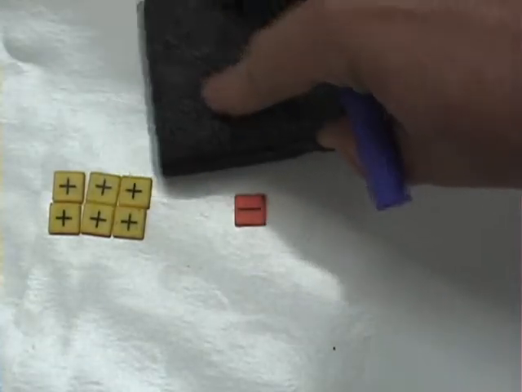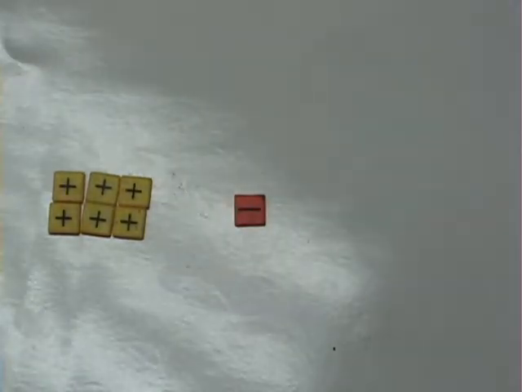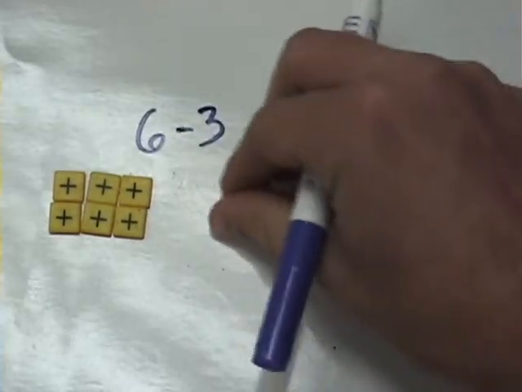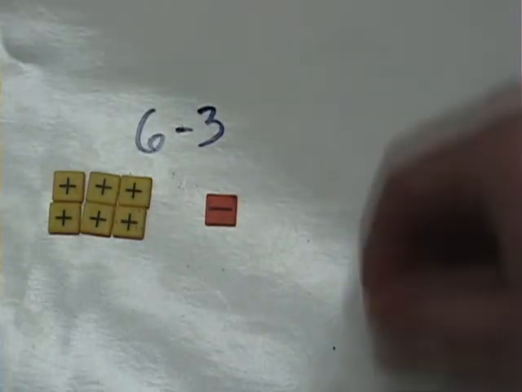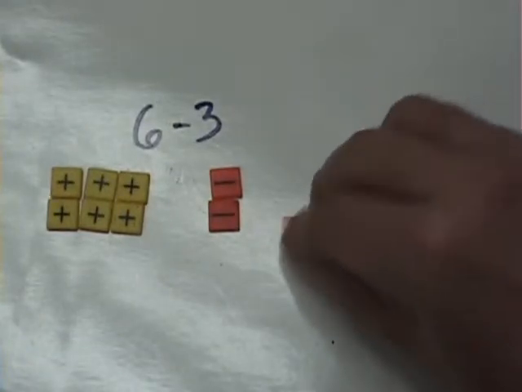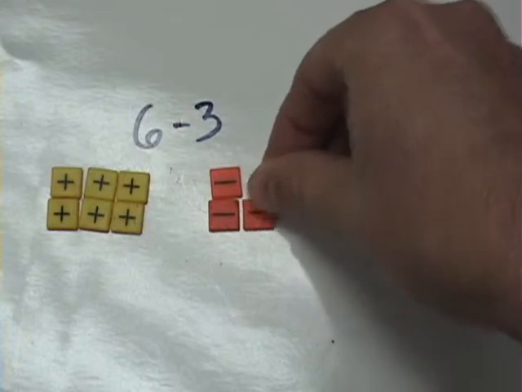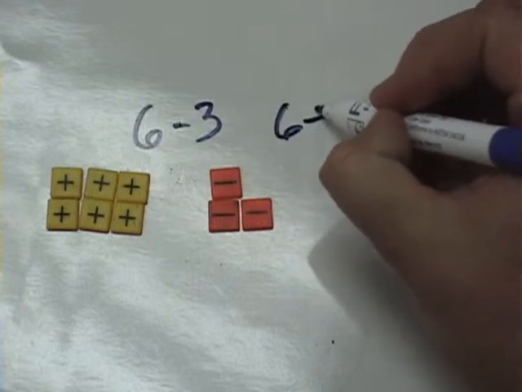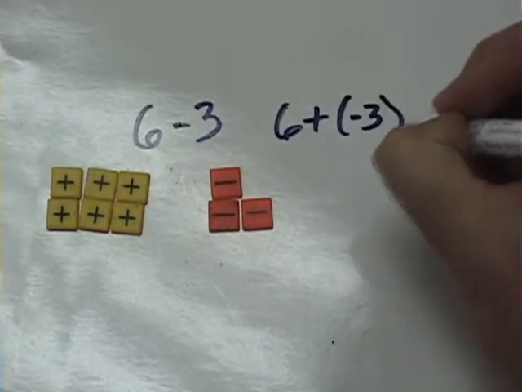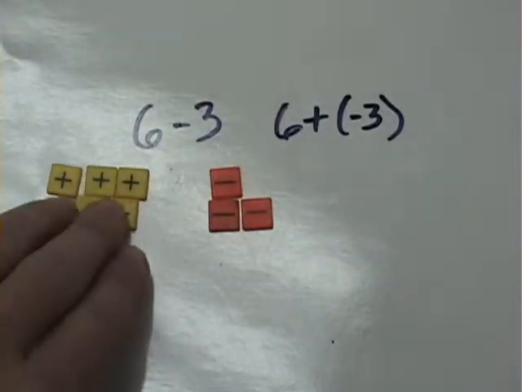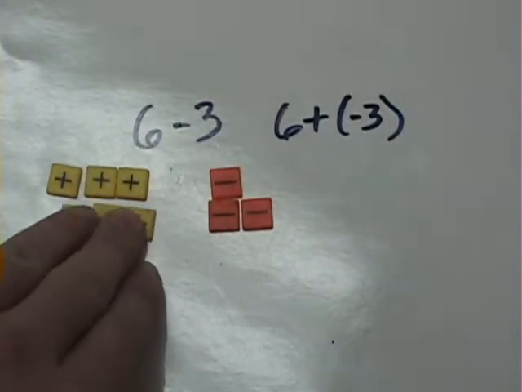So let's say we have 6 and what we want to do is subtract 3. A couple of ways that we could do this. One would be just to simply take away 3 positive tiles. Another way to think of it is 6 plus a negative 3, because those terms are going to be the same. So some students may get the concept of 6 take away 3, in which case we do that and it leaves them with the 3 positive tiles.